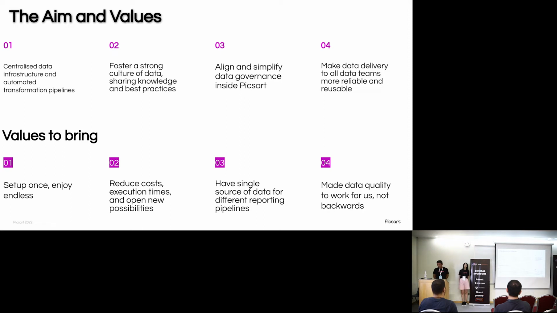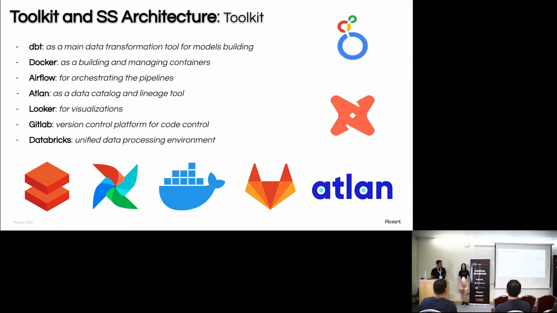And make data quality work for us, not backwards. Maybe the second romantic point, but data quality is something that anyone using data suffers from all the time. So what we want to do is set up a strong data quality system and then make sure that quality is providing us more insights than the time we spend fixing this or that bug in the pipeline.